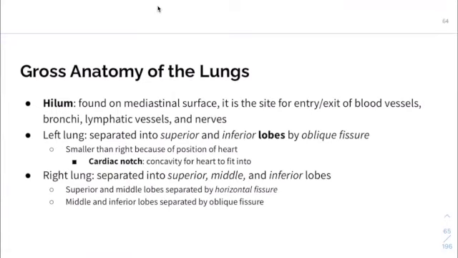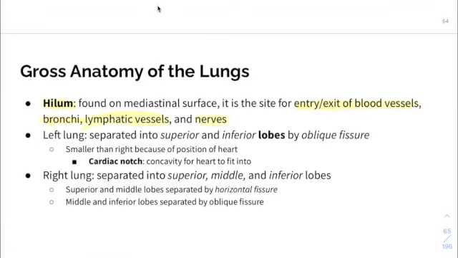We have a hilum. The hilum of the lungs is where blood vessels enter and exit. That's where the bronchi are. We have a lot of nerves in that area. We also have a lot of lymphatic vessels in that area.